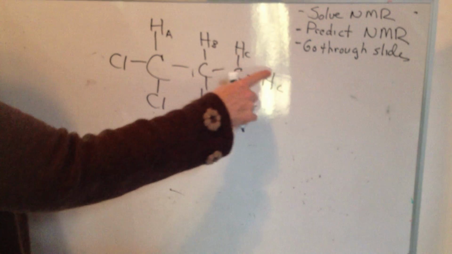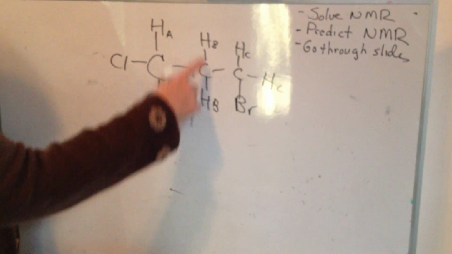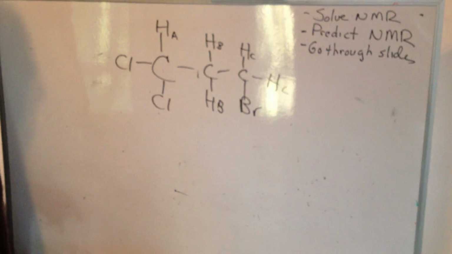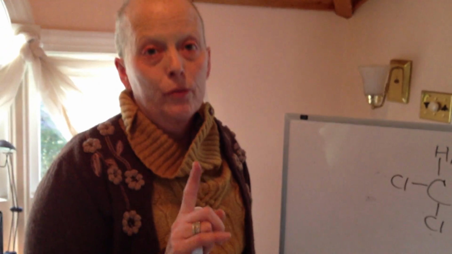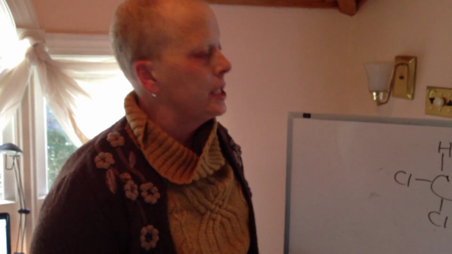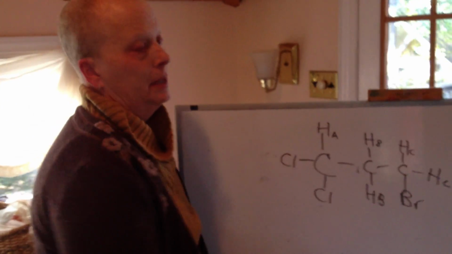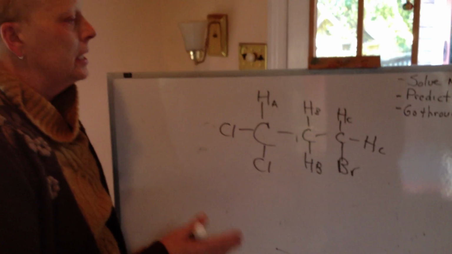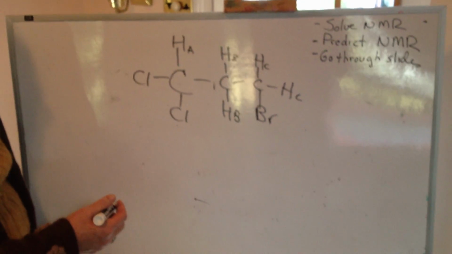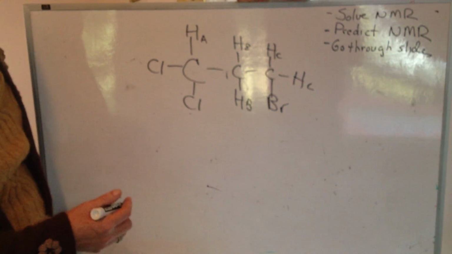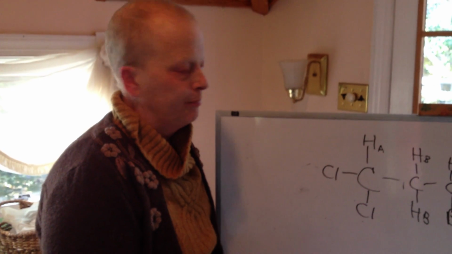Okay, why are they different? They're both 2 bonds from bromine. These are the farthest away from the electronegative atoms. So the first thing you should see is 3 different peaks, or groups of peaks, split peaks. All right, so there should be an A peak, a B peak, and a C peak, or groups of peaks. Now let's talk about the relative positions of these peaks in the spectrum.